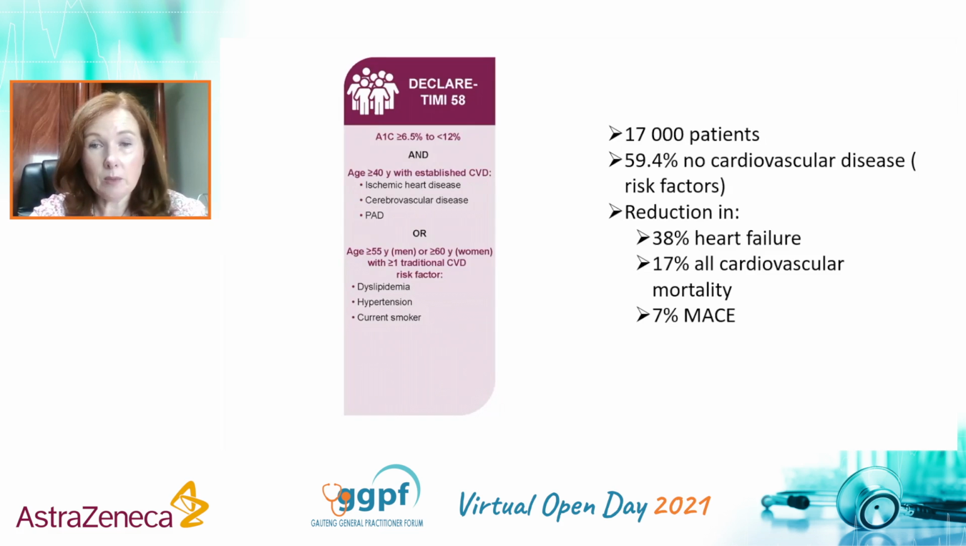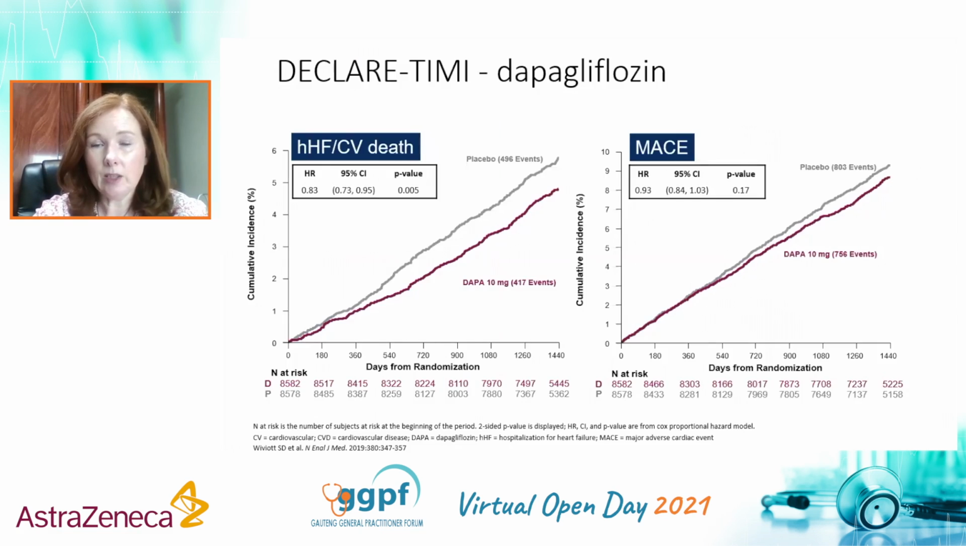As we've said, most patients were primary prevention, and it still showed an incredible 38% reduction in heart failure, 70% in cardiovascular mortality, and a lower prevention in the major all-cause mortality. And you can see that reflected quite clearly on the graphs here with a separation of the curves for heart failure and less so for MACE.